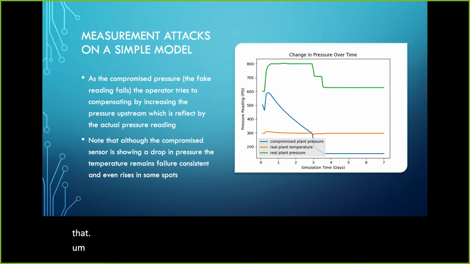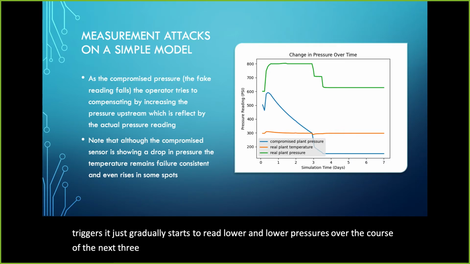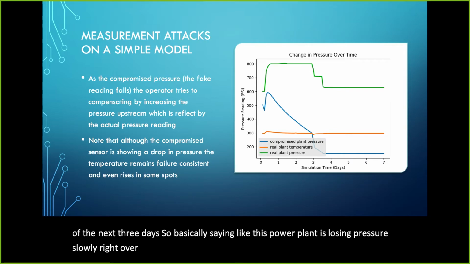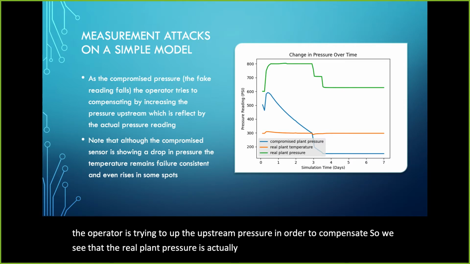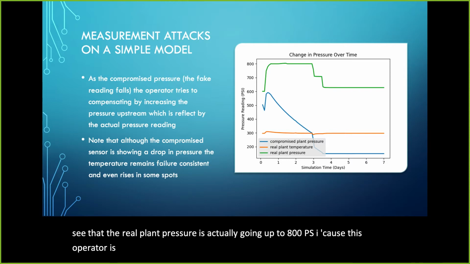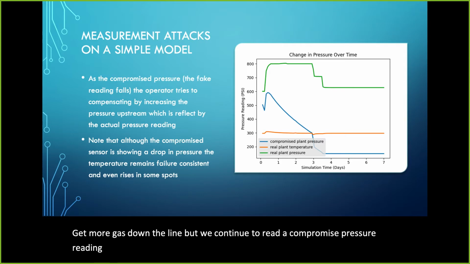What happens here is you can see that the attack triggers about halfway between day 0 and day 1. As that attack triggers, it gradually starts to read lower and lower pressures over the course of the next 3 days. So basically saying this power plant's losing pressure slowly over the course of days, not instantaneous. But now the operator is trying to up the upstream pressure in order to compensate. So we see that the real plant pressure is actually going up to 800 psi because this operator is trying to get more gas down the line, but we continue to read a compromised pressure reading lower and lower and lower, and then eventually the plant will shut off somewhere between the 3rd and 4th day.